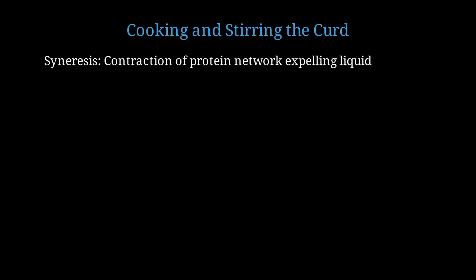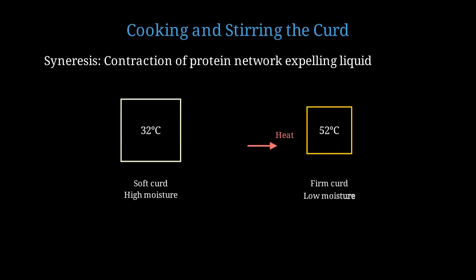After cutting, the curds are cooked and stirred. This step further promotes whey expulsion through thermal syneresis. Syneresis is the process where the protein network contracts, squeezing out liquid. Heat accelerates this by increasing protein-protein interactions and reducing the water-holding capacity of the gel. Soft cheeses like Brie are cooked to only 32 degrees Celsius, while hard cheeses like Gruyere are cooked to 52 degrees or higher. The temperature directly controls the final moisture content.